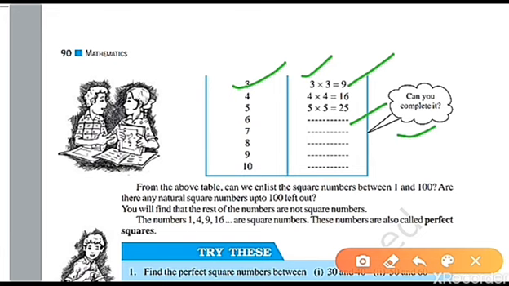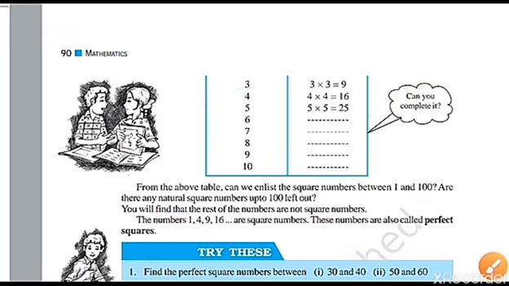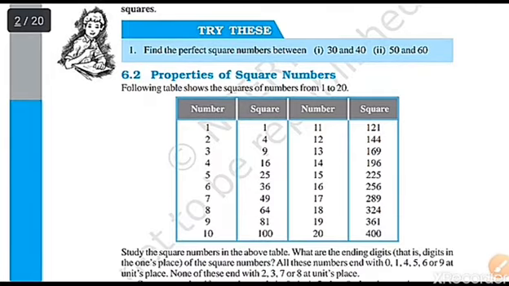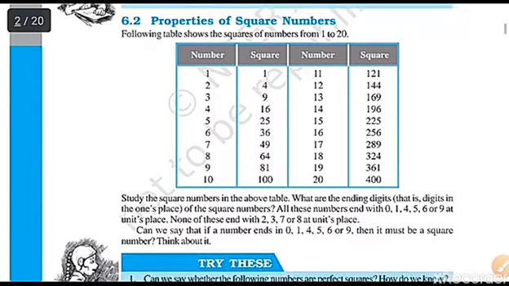Similarly, you can find the square of 5, that is 5 multiplied by 5 is 25, and you can complete these squares here. Here it is 9, so 9 multiplied by 9 is equal to 81. So 81 will be the square of this 9. So this is how you can find the squares. Now today we are going to discuss the properties of square numbers.